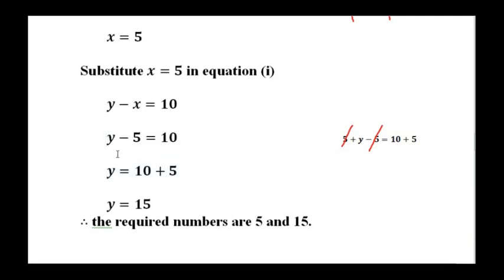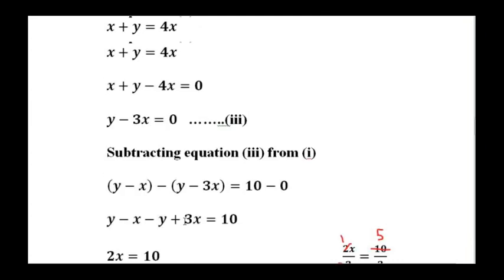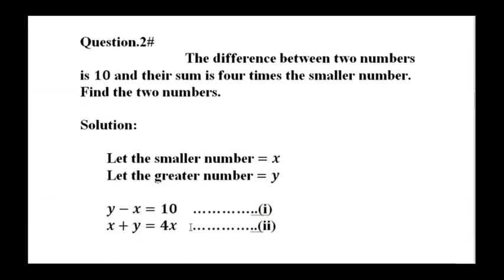So I'll add 5 to both sides of this equation. Now 10 plus 5 equals 15. So the required two numbers are 5 and 15. Now 5 and 15, the difference between these two numbers is 10. And the sum of these two numbers, 5 and 15, is 4 times the smaller number.